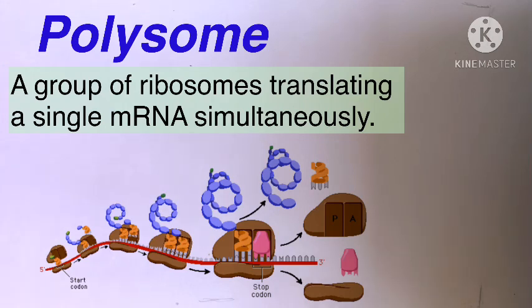Now, before I wind up this lesson, I also want you to be aware of polysomes in prokaryotes and eukaryotes. Usually, multiple ribosomes can translate a single mRNA at one time to produce many copies of the polypeptide simultaneously. And such a group of ribosomes translating a single mRNA simultaneously is called a polysome. Through the formation of such polysomes, the efficiency of protein synthesis is greatly increased. We can say that polysome saves both time and energy.